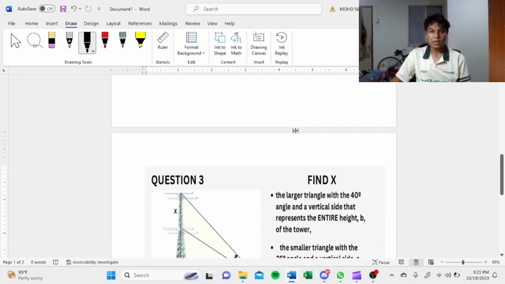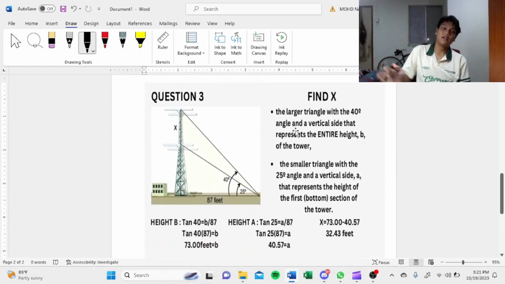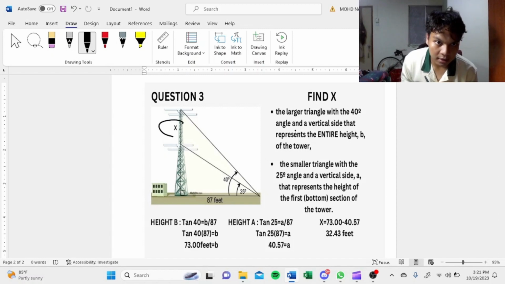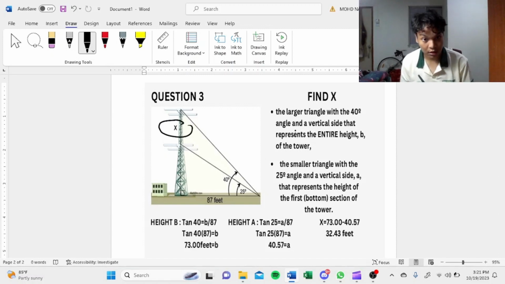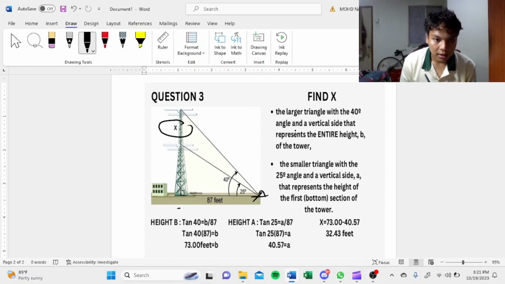Question 3 is to find x. Here it is x, but that is not the answer yet. If we want to find x, we must use tan, because the question already gives the degrees for side A, and the length from B to A is 87 feet.